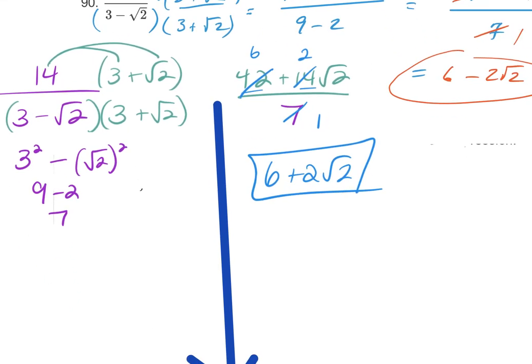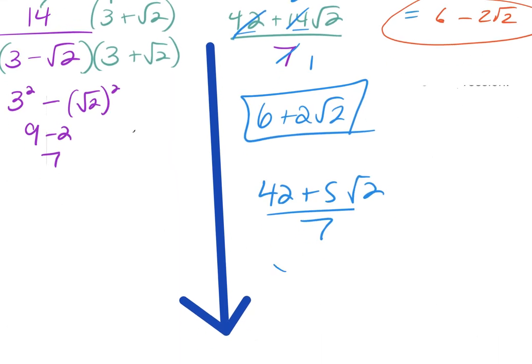Couldn't have done that if it said 42 plus 5 root 2 over 7. That can't be simplified unless you break it apart in 2 fractions. Sometimes on standardized tests you'll see that. Like 42 over 7 plus 5 root 2 over 7. And then this becomes 6. But if it's open-ended, you don't need to do that. Only if it goes into all 3 parts.